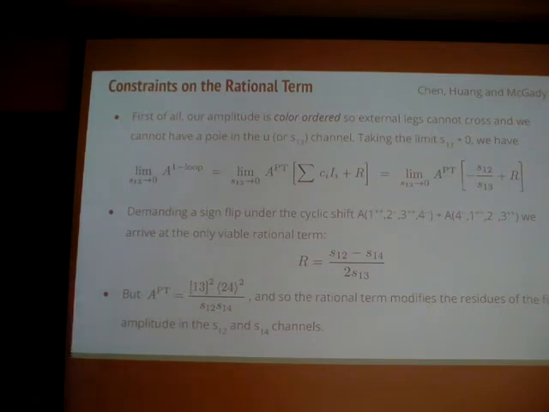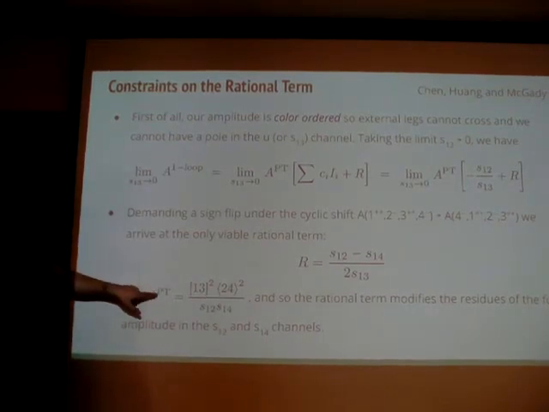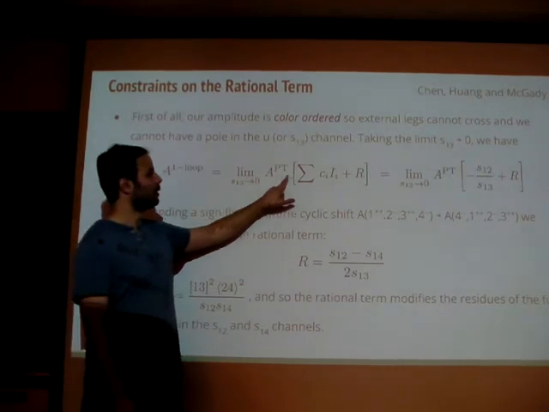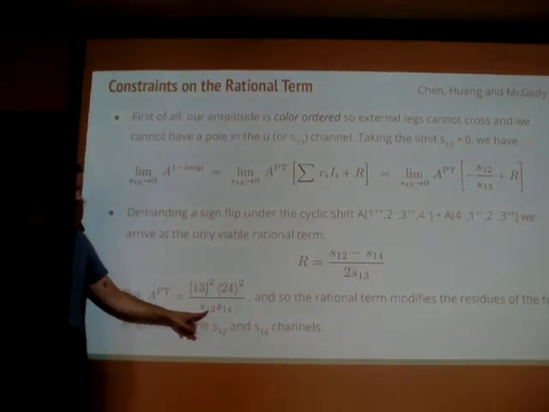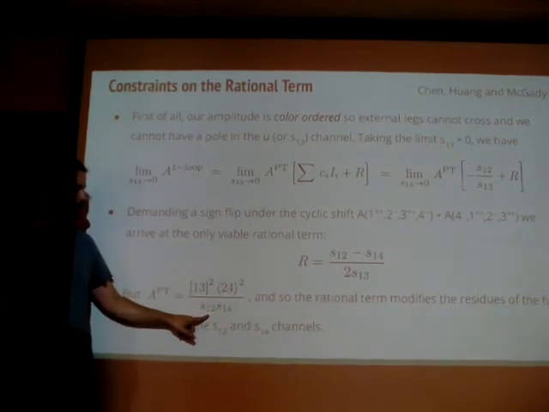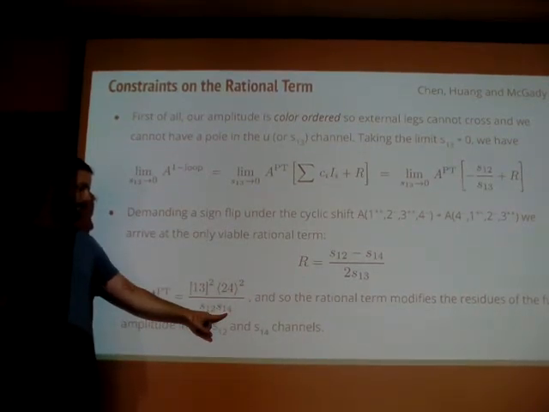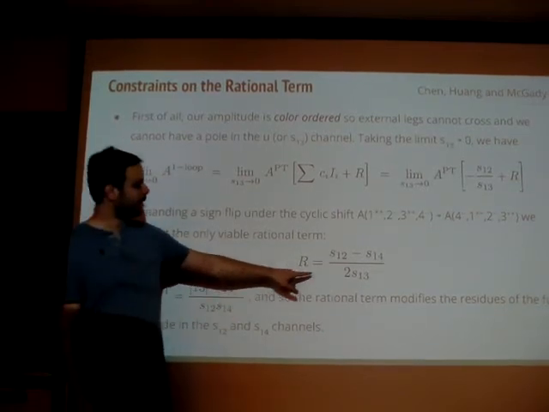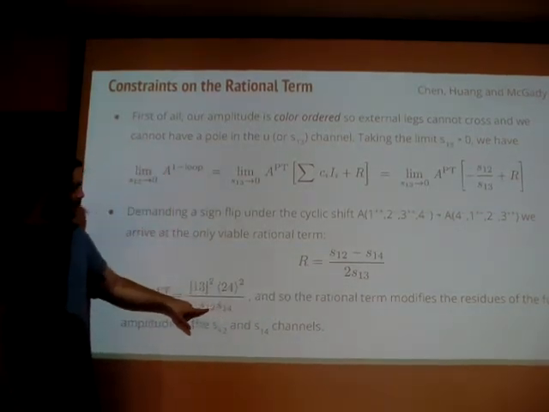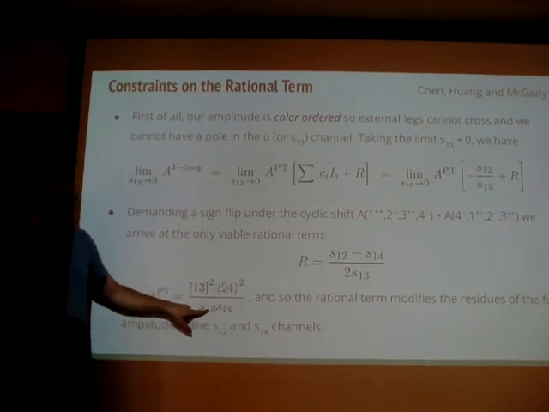But that's being a little naive, because the Parke-Taylor factor, the little group factor which multiplied this whole thing, already had an S12 pole. This is an S pole and a T pole, S14. So when it multiplied this R, it's like I modified the residues of these poles.